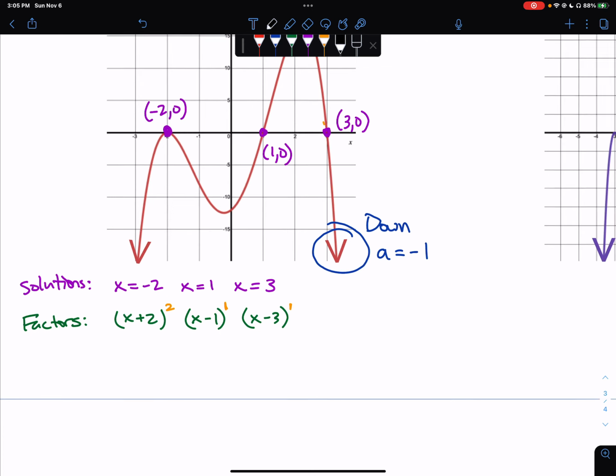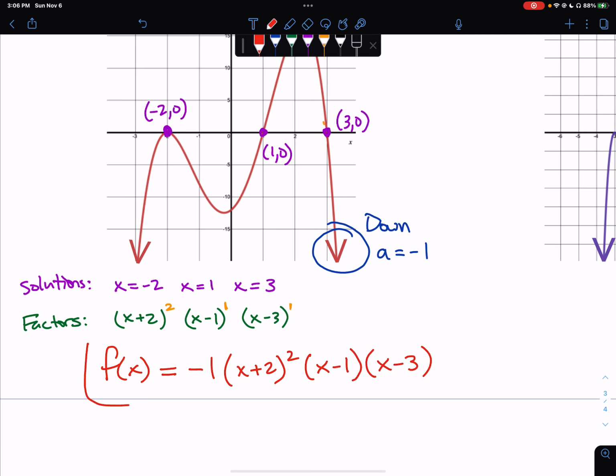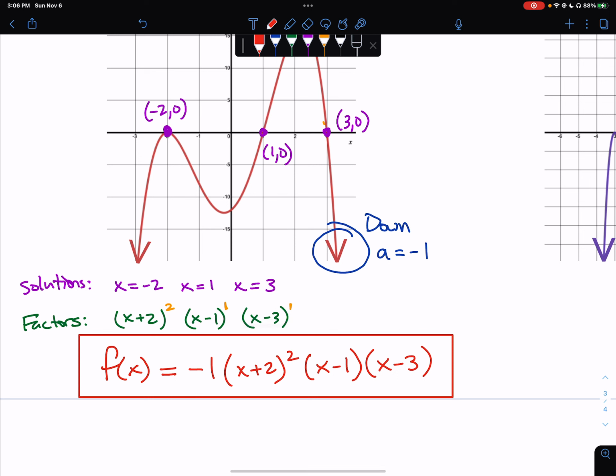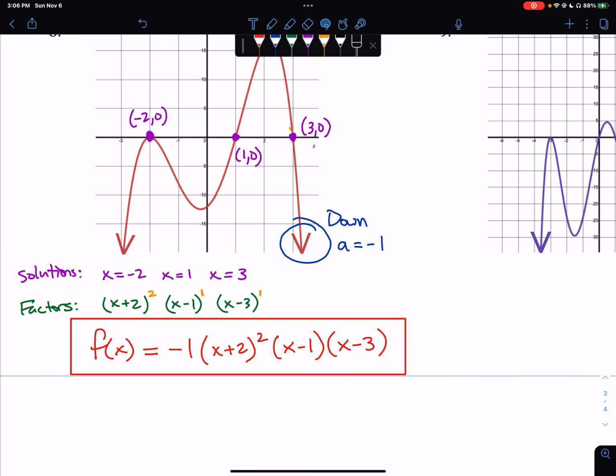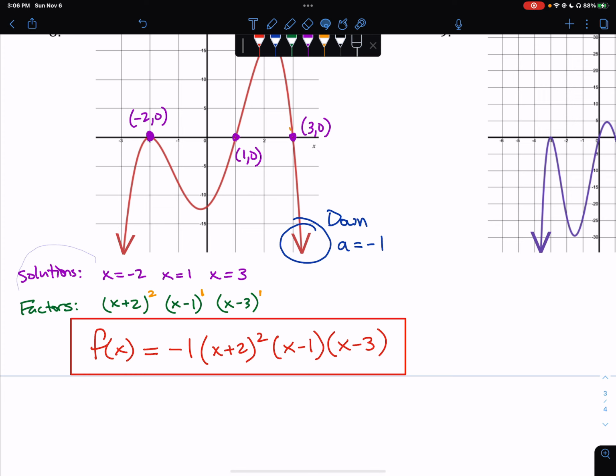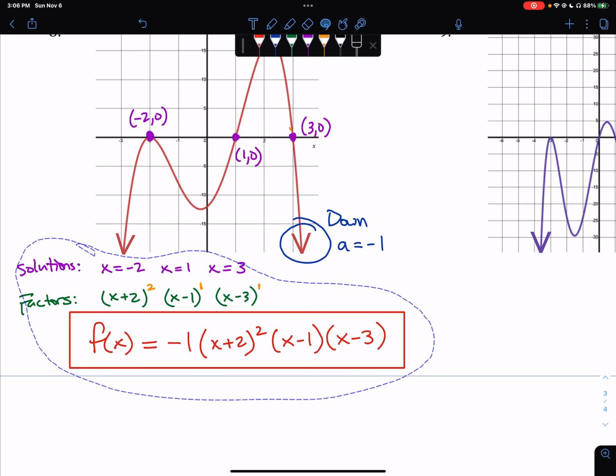And so lastly, for our final answer here, our function f of x has to equal our a, so -1, and then we can write our factors, x plus 2 squared times x minus 1 times x minus 3. And that is it. So it's taking that information from the graph and converting that into an equation. So it's all kind of that same stuff we just did, just in the opposite direction from what we just worked on.